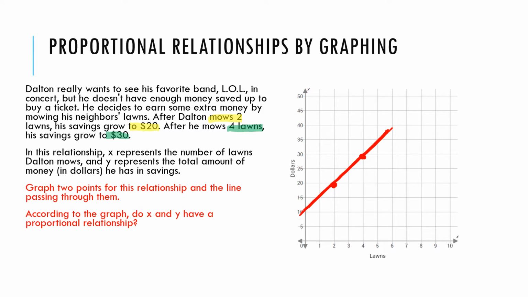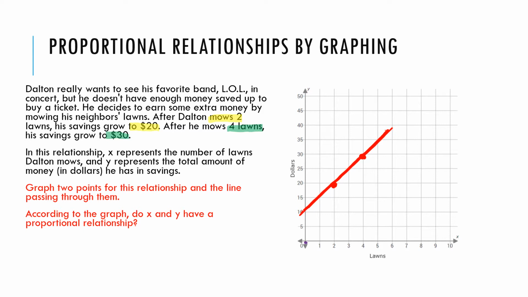So, according to this graph, do X and Y have a proportional relationship? Again, you have to ask yourself, is this a straight line? Does it have any curves in it, or is it straight? Well, this one is straight, but it also has to meet the second criteria. Does it pass through the origin? And as you can see, this particular line is not going to pass through the origin down here.